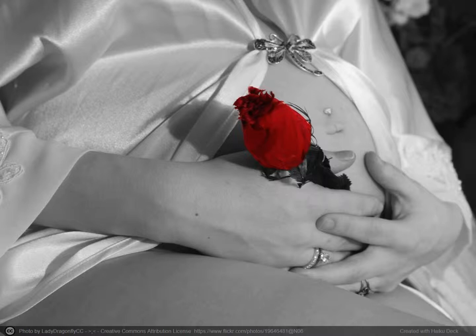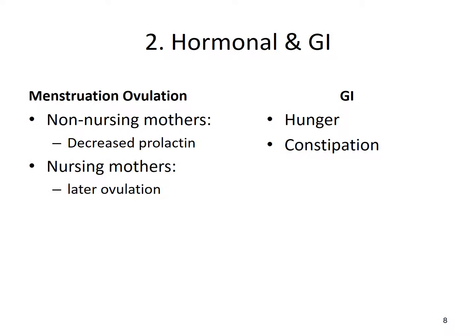REEDA is a tool used to assess episiotomy or any wound for that matter. It stands for R is redness, E is edema, E is ecchymosis, D is discharge and drainage, and A is for approximation. Let's talk a little bit about hormonal and GI changes.